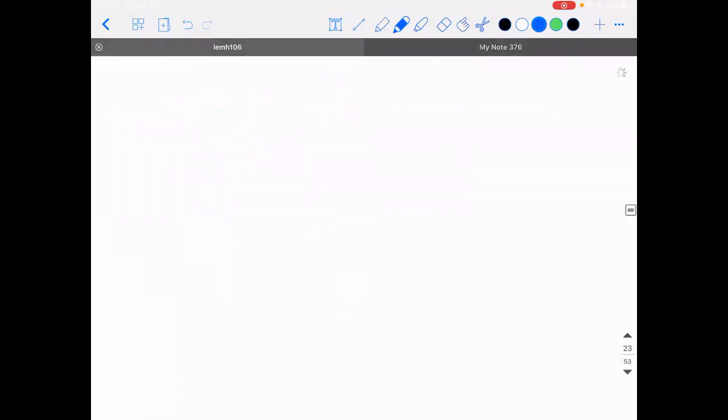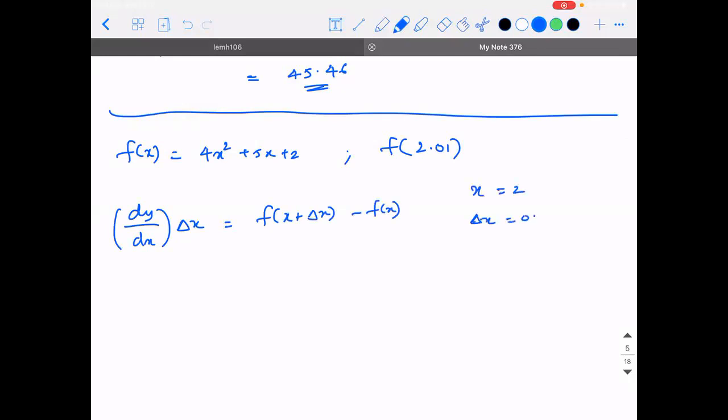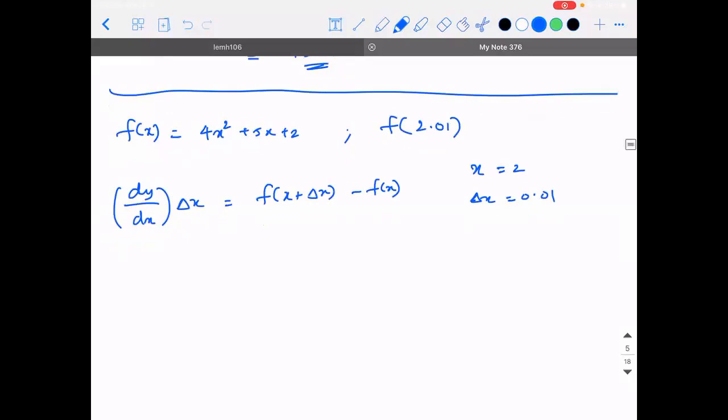I'm getting 28.21, sir. 28 point. Can you check the answer? So, how to do this problem? dy by dx into delta x is equal to f of x plus delta x minus f of x. So what is the value of x? You will take 2 and delta x will be 0.01. So dy by dx is how much? 8x plus 5 into delta x, 0.01, is equal to f of x plus delta x minus f of x.